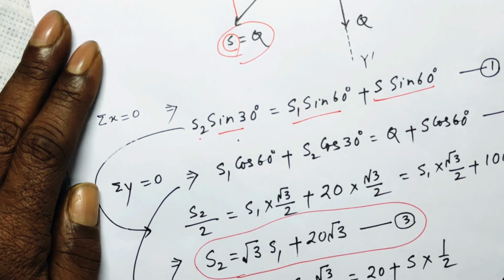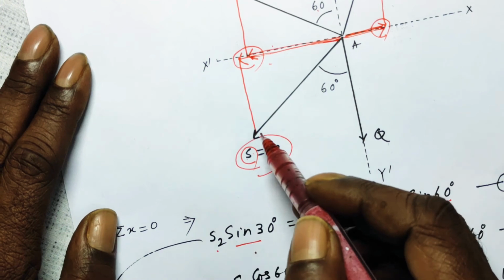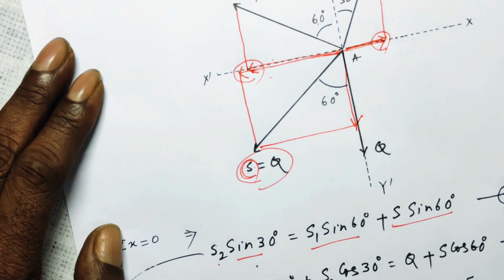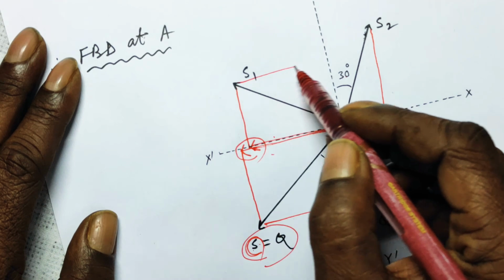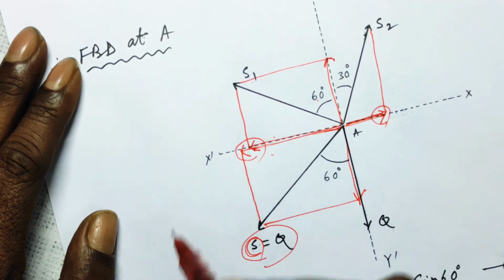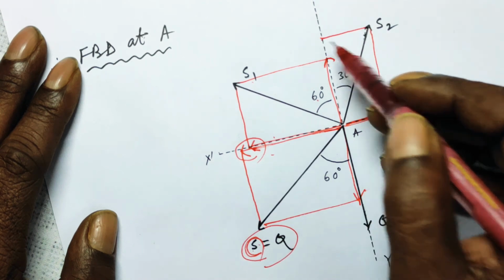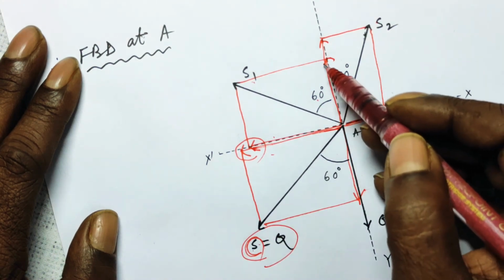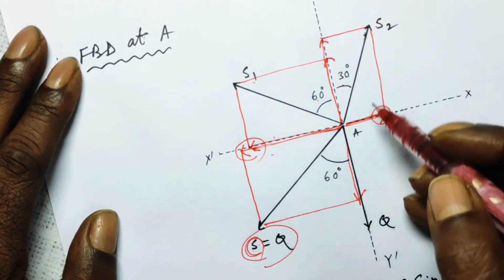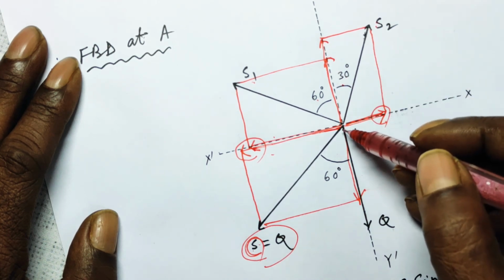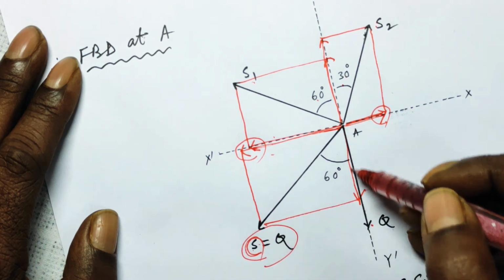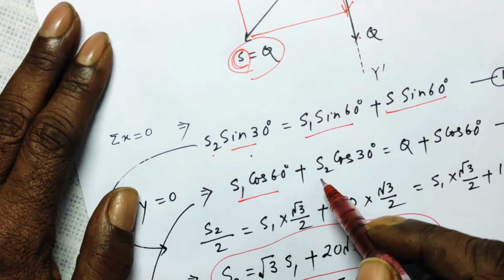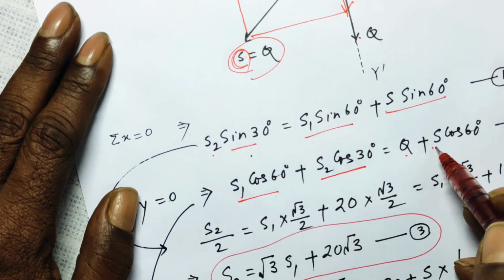Now let us then apply sigma y is equal to 0. Drop a perpendicular from here on y-axis. This length will be your S times cos 60. And drop a perpendicular from here, this one will be your S1 times cos 60. Drop a perpendicular from here on y-axis, this one will be your S2 cos 30. So S1 cos 60, S2 cos 30, they are in the same direction, and the sum of those two are being opposed by Q plus S times cos 60. So that is what I have written here. So S1 cos 60 plus S2 cos 30 is equal to Q plus S times cos 60.